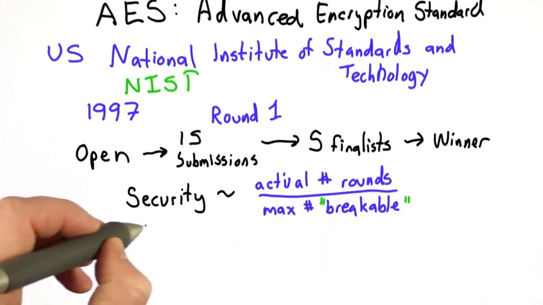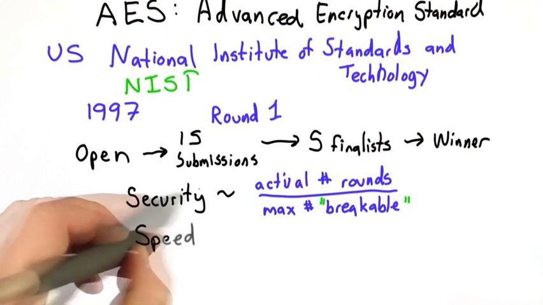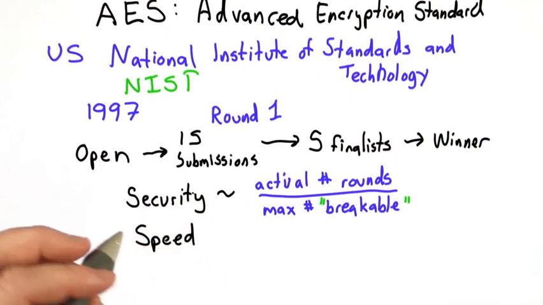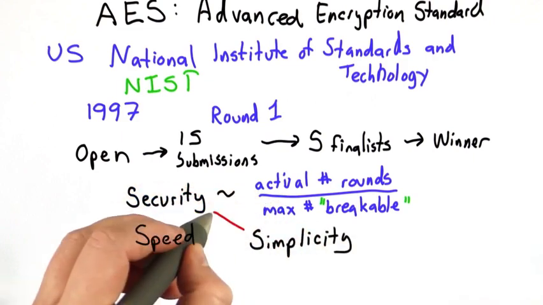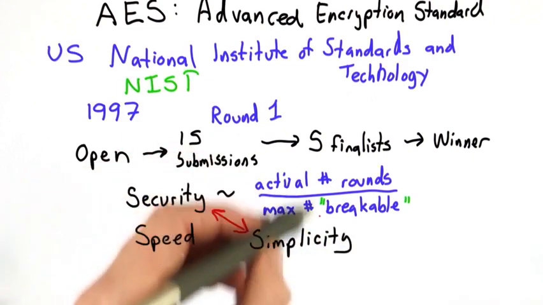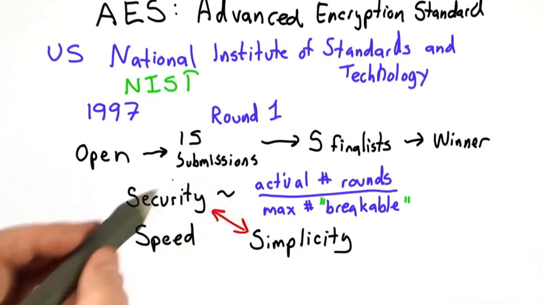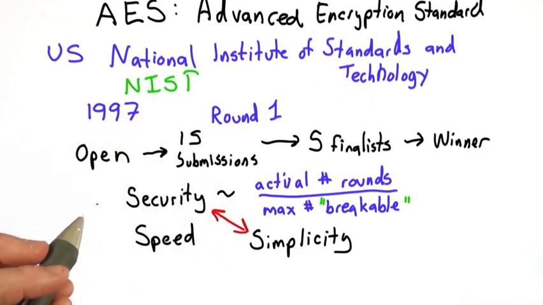The other properties were easier to compare and measure, which were speed, implementing it both in hardware and in software, and simplicity. And simplicity is usually against security, right? To have higher security, we want more confusion. We want to do more transformations to the data. That goes against simplicity.